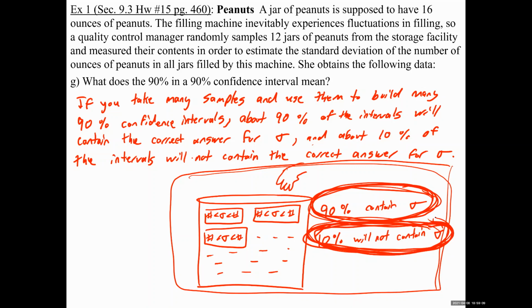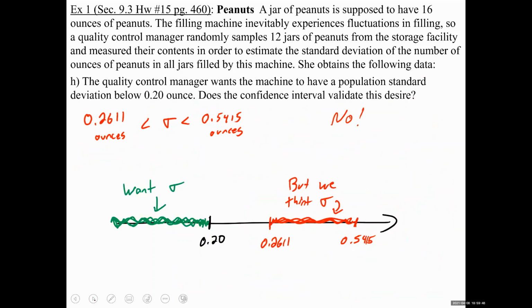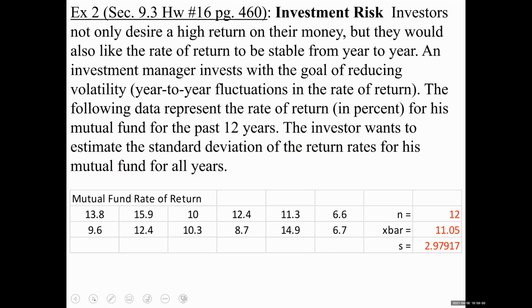Okay, now I'm completely done with example one. Any questions on example one? So let's go on to example two. Example two is just another example of building a confidence interval for a standard deviation.